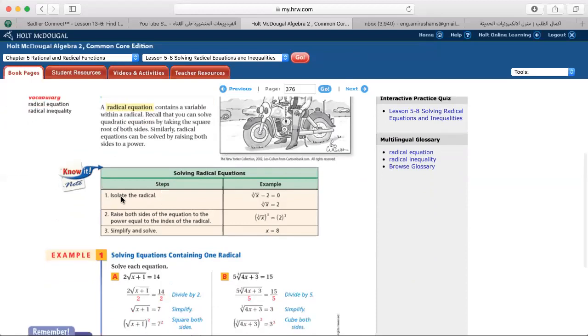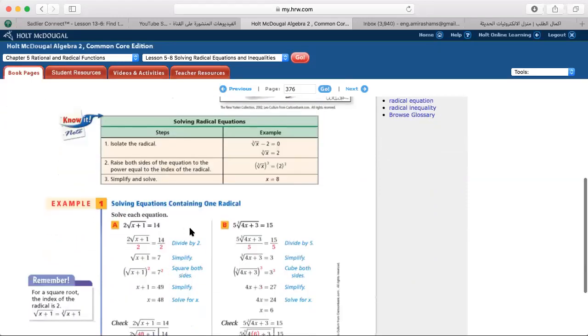The first step is to isolate the radical. Then we have to raise both sides of the equation to the power equal to the index of the radical. Then we have to simplify and solve. This is if we have one radical on one side.